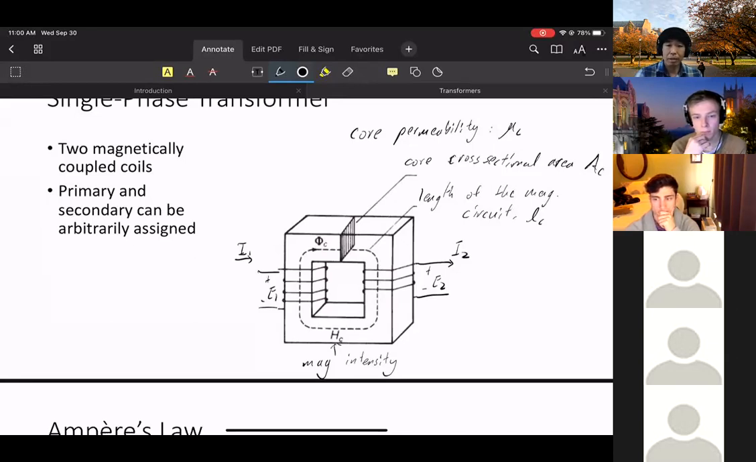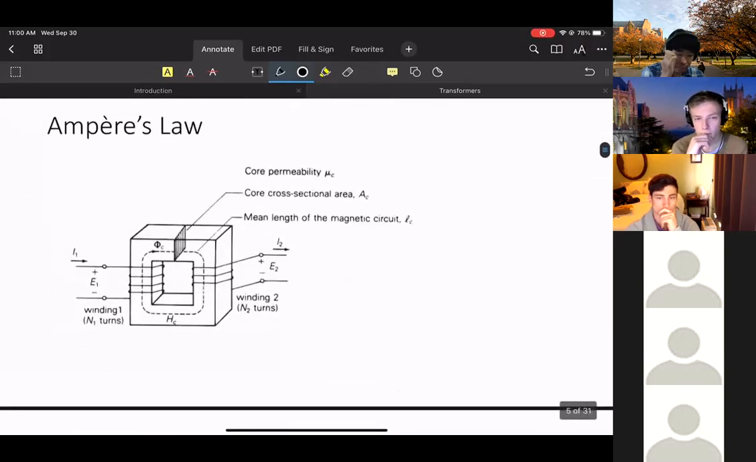Right, so let's look at some equations to try relating all these so-called transformer parameters to things like the magnetic field, to things like the voltage, trying to understand how they impact the transformer. Okay. All right, so I have a transformer and all the things around it. So what equation can we use, right?